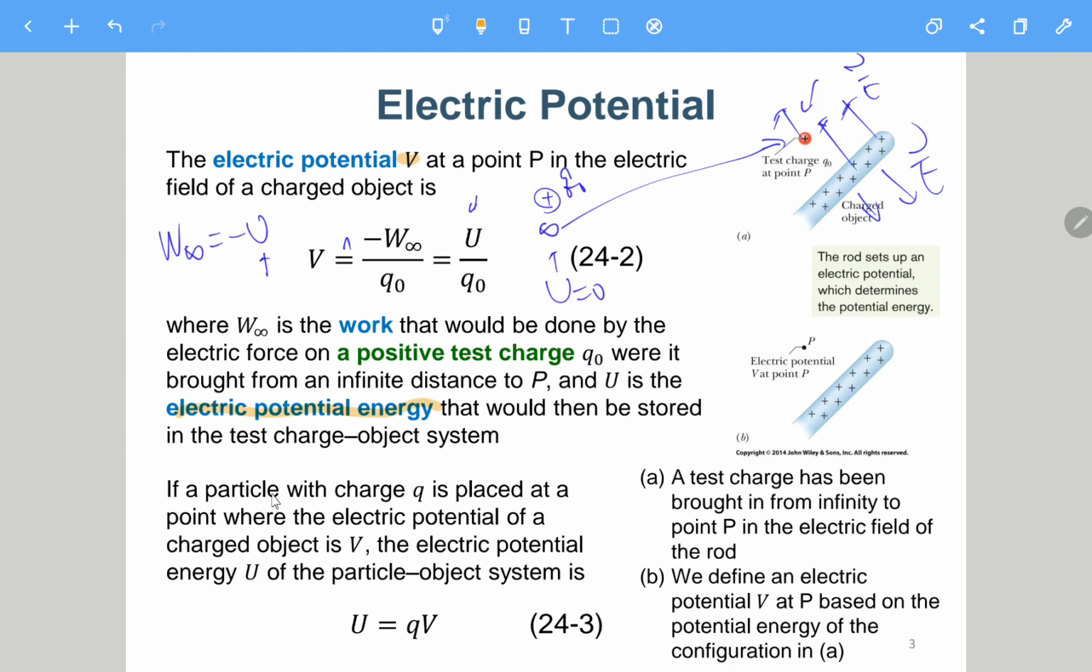Okay, so if a particle with charge q is placed at the point where blah blah blah, we will have another equation. So this may be more useful for us, at least in this course. So actually it is like V equals, so it is just like you move this thing over. So you have the potential energy stored in the system equals the charge multiplied by the electric potential. So this will be a useful equation.